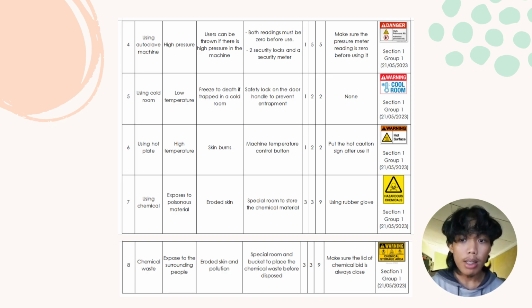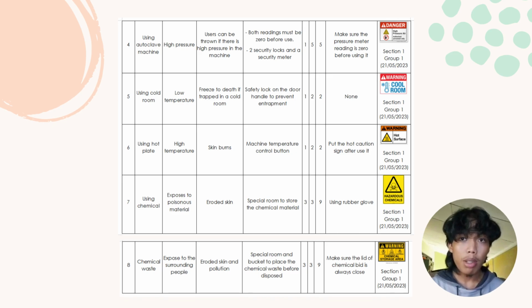6, using a hot plate. The hazard is high temperature, and the effect is skin burn. Existing risk control is the machine temperature control button. Risk assessment likelihood is 1, severity is 2, risk is 2. The recommended control measure is placing a hot caution sign after using the hot plate as an additional warning, so people will know if the machine has already been used. By putting up a caution sign after you use the machine, people will be well aware that the machine has been used and it's hot, and do not touch the machine because it's hot, right?